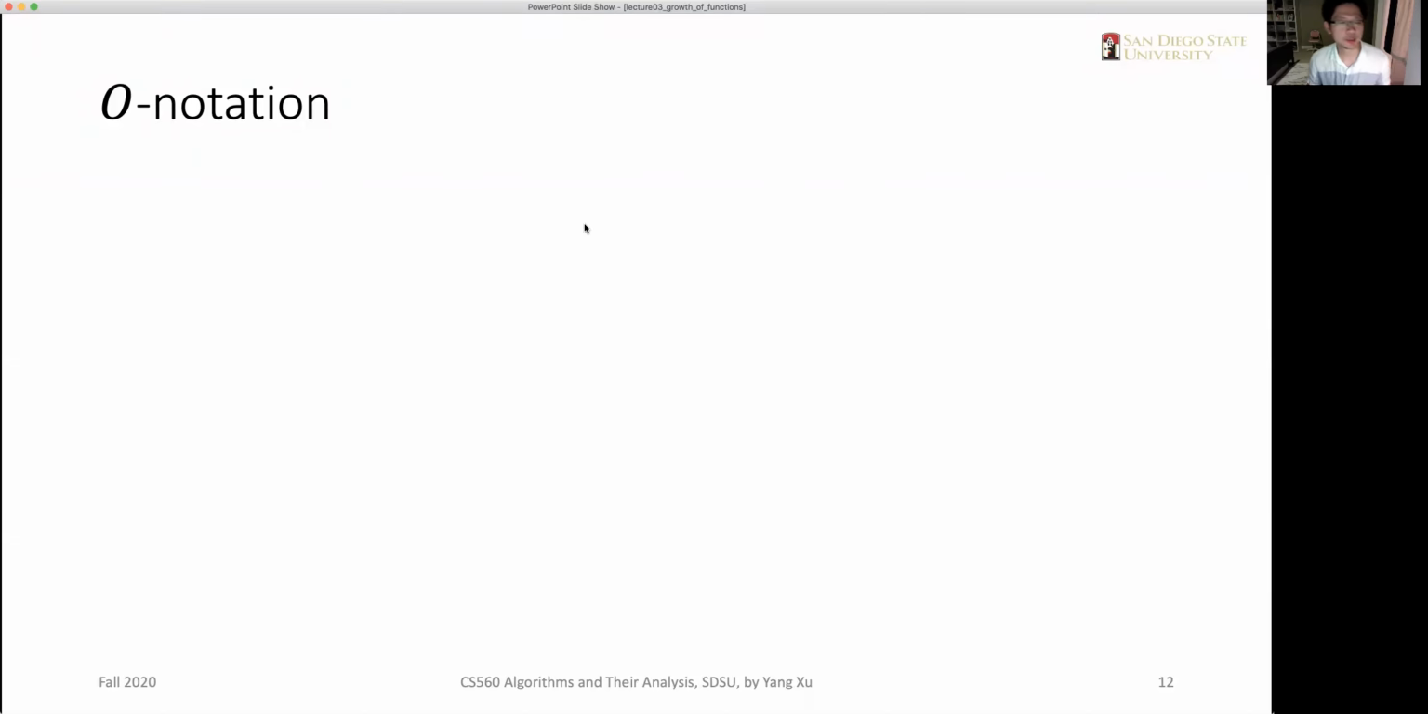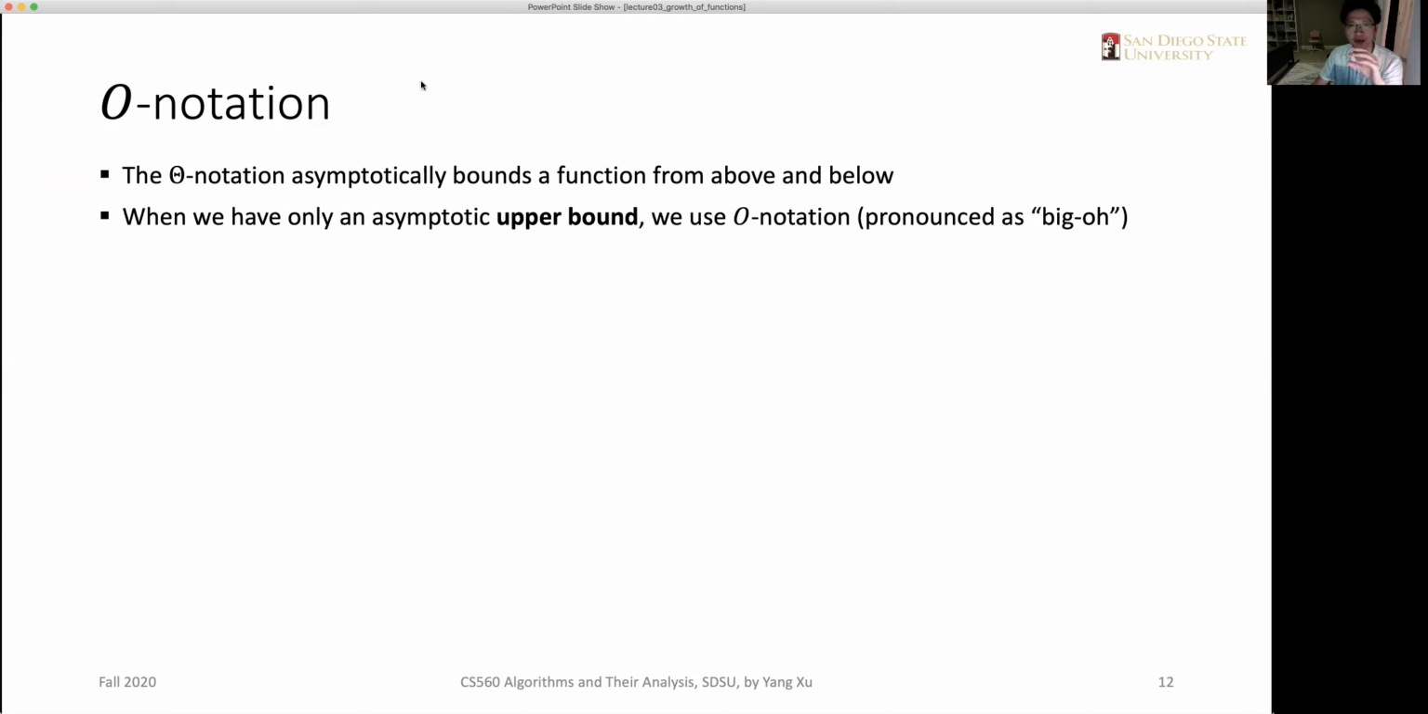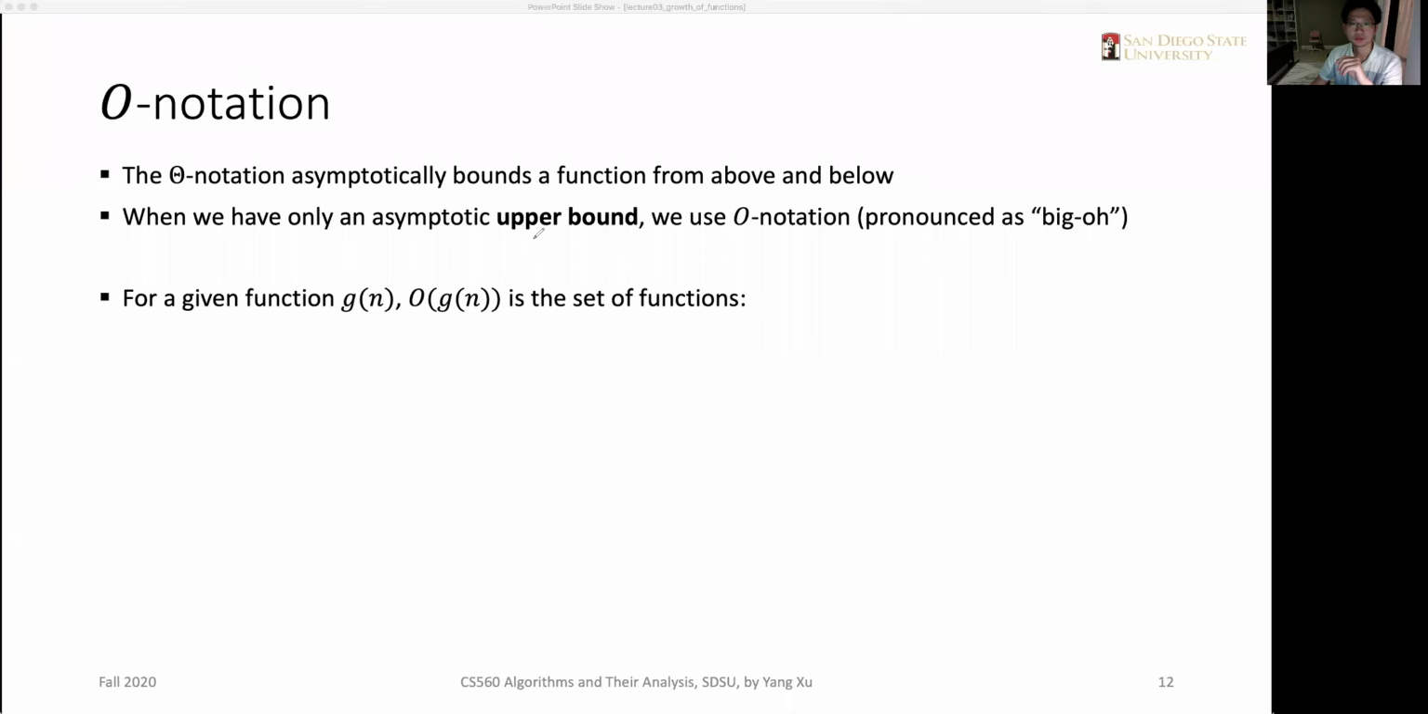Now let's look at the second asymptotic notation, big O notation. Similar to the big theta notation, which bounds a function from above and below, with big O notation we only have an upper bound. It's a bit of a special case. We only have the upper bound, and in those cases we use big O notation.